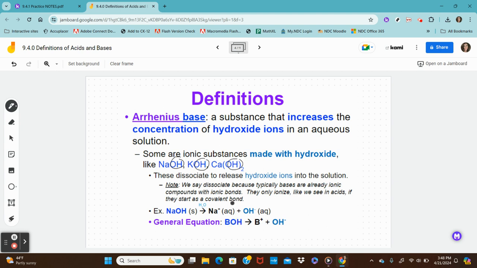So as a summary, Arrhenius acids are increasing H plus in solution, and Arrhenius bases are increasing OH minus in solution. So you're looking for OH in the formula to identify a base for Arrhenius, and often H is going to start the formula for Arrhenius acids.